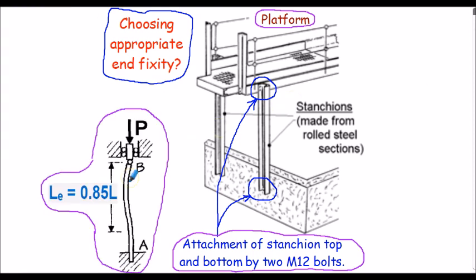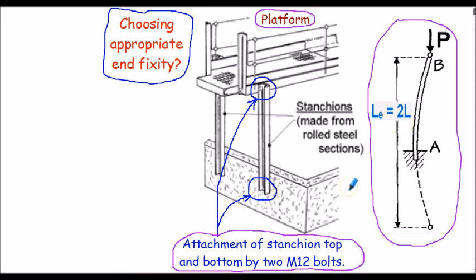Or could it be this scenario where we're fixed at the base in both translation and rotation, but fixed in translation and free in rotation at B, the top of our stanchion? That would allow us to use an effective length of 0.85 of L. So essentially the column would be stiffer as the effective length is lower.